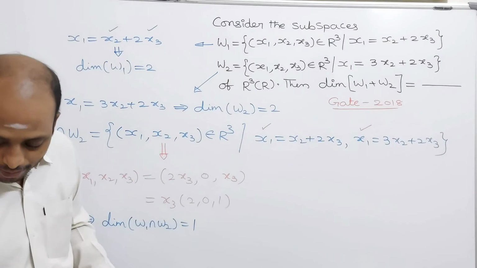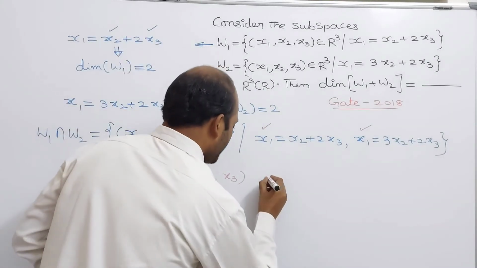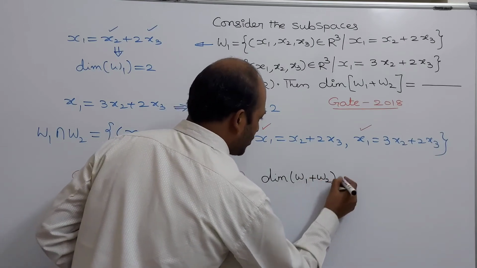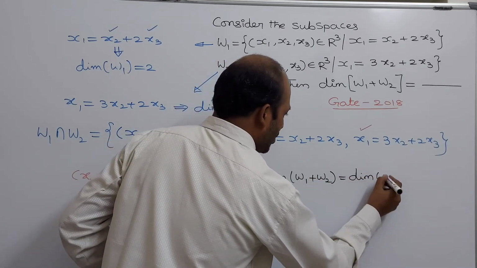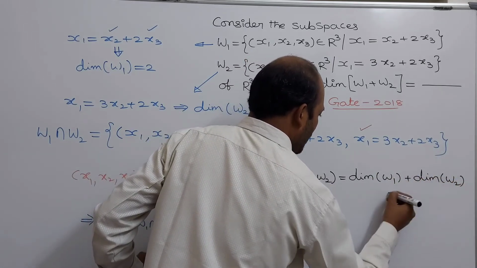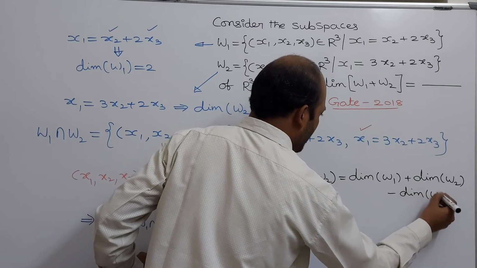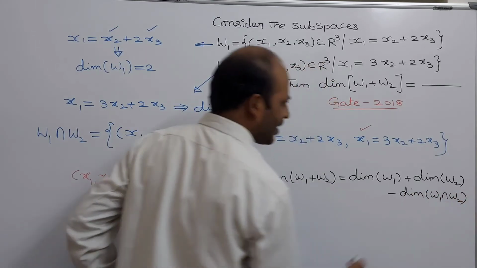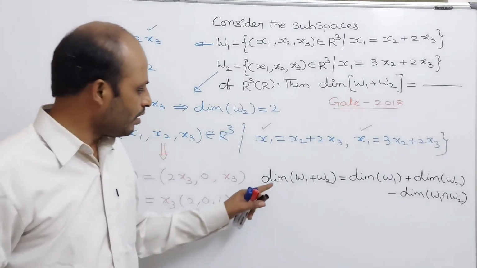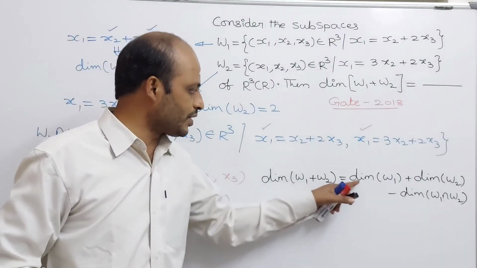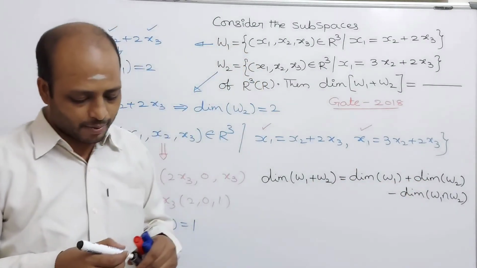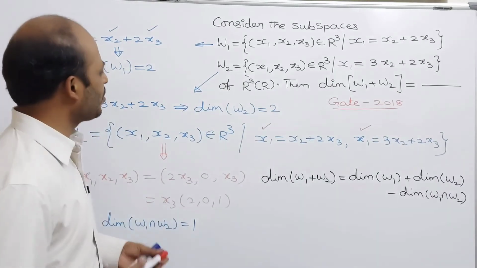What is the original formula? Dimension of W1 plus W2 is equal to dimension of W1 plus dimension of W2 minus dimension of W1 intersection W2. One of the very important formulas in linear algebra according to basis and dimension. We know all the values.